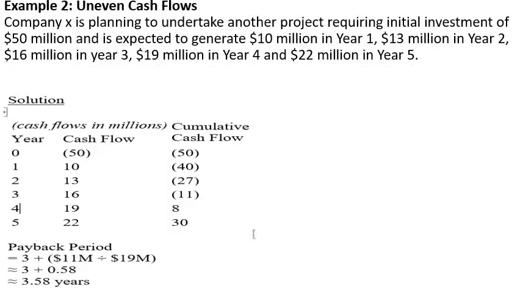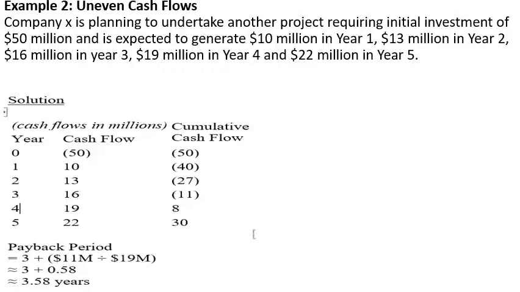Let's look at example 2, where we have uneven cash flows. Again, company X is planning to undertake another project requiring an initial investment of 50 million and is expected to generate 10 million in year 1, 13 million in year 2, 16 million in year 3, 19 million in year 4, and 22 million in year 5. So here you can see the cash inflow varies, keeps on changing year by year.